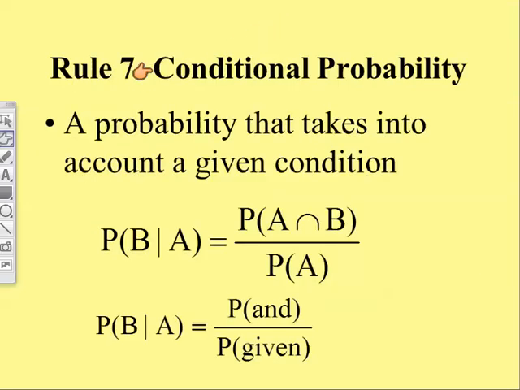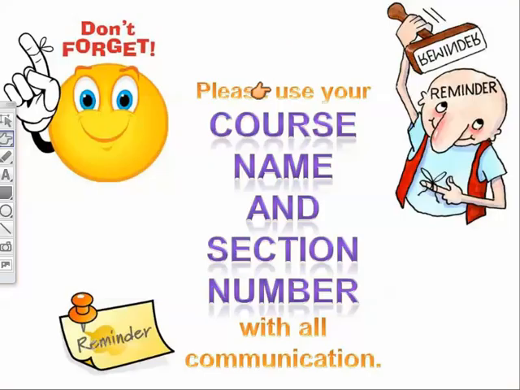Okay? Conditional probability. This is a probability that takes into account a given condition. So the probability of B given that A has occurred. What you're looking for here is the intersection of A and B on the top and the probability of A on the bottom. And that's what you're going to be doing. You're going to take the probability and divide it by the probability of the given. Okay? That's what you're going to be looking at when you're looking at the probability of an event given that another event has occurred. Okay?